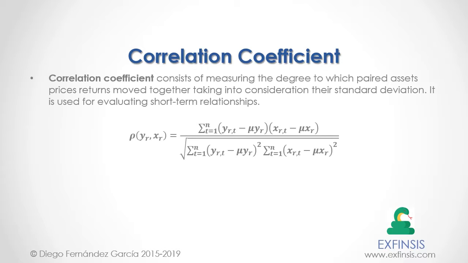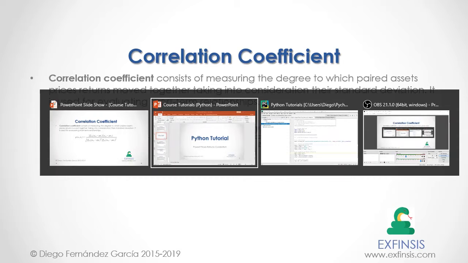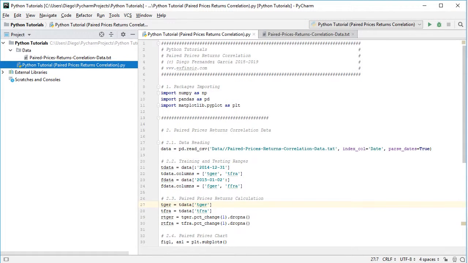Great. So let's go into Python PyCharm IDE so that we can study correlation coefficient with greater detail. Excellent. So here we are within Python PyCharm IDE. The first step within the tutorial is to do packages importing. So we're going to import numpy as NP, pandas as PD, and matplotlib.pyplot as PLT.